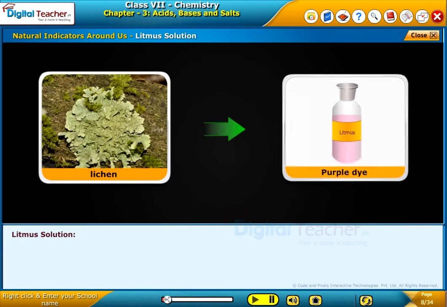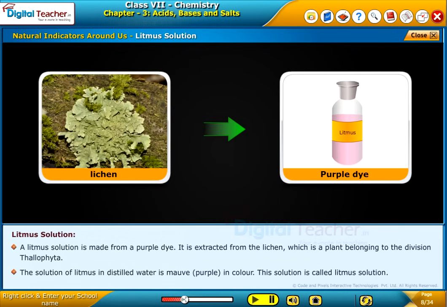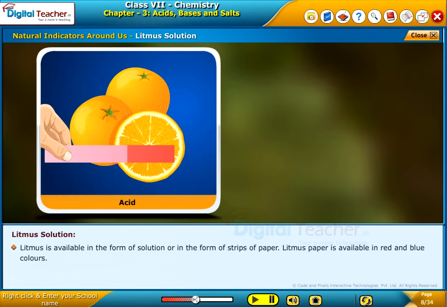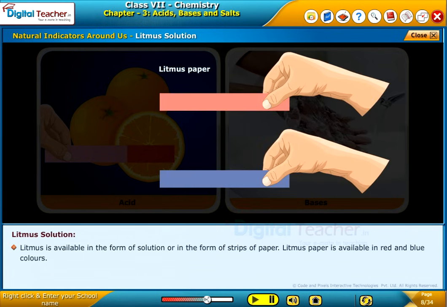Litmus solution. A litmus solution is made from a purple dye. It is extracted from the lichen, which is a plant belonging to the division Thallophyta. The solution of litmus in distilled water is mauve, that is purple in color. This solution is called litmus solution. Litmus is available in the form of solution or in the form of strips of paper. Litmus paper is available in red and blue colors.